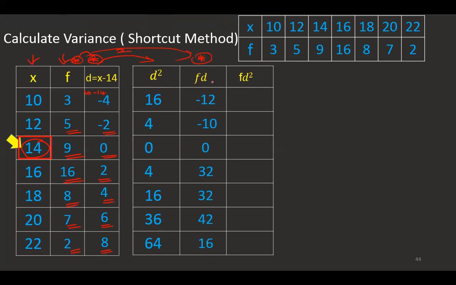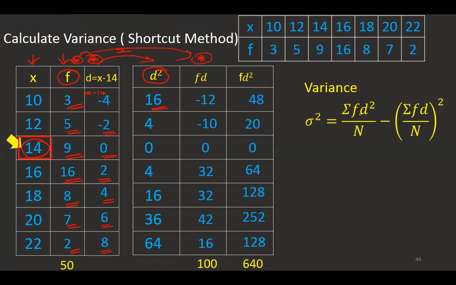Then the next two columns: this F column with the D square column, I am multiplying and writing here. F is 3 here, D square is 16. So 3 into 16, 48. 5 into 4, then 9 into 0, 16 into 4, 8 into 16, 7 into 36, then 2 into 64. Now I'm going to total it here. I'm going to find all three totals. Then I'm using a formula here.